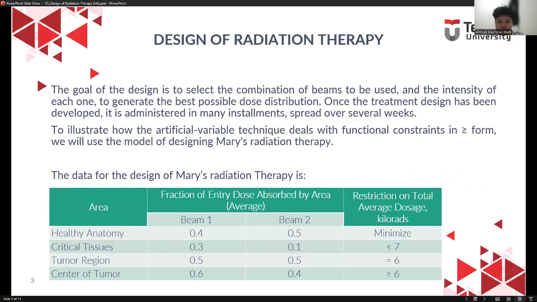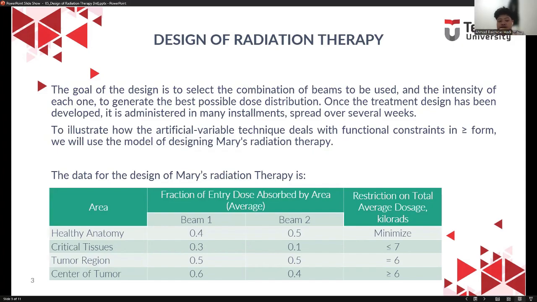The design of radiation therapy. The goal of the design is to select the combination of the beams to be used and the intensity of each one to generate the best possible dose distribution. Once the treatment design has been developed, it is administered in many installments spread over several weeks.